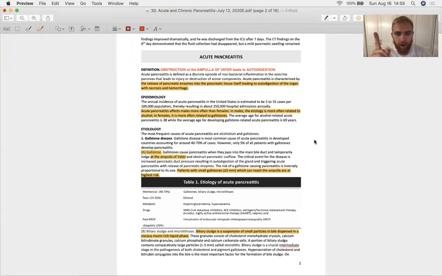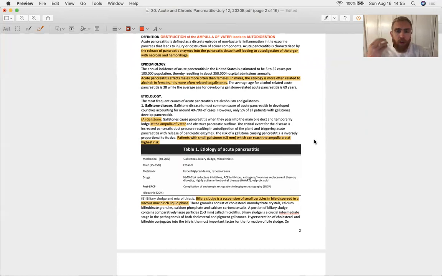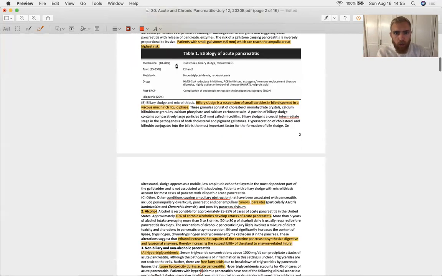Understand the anatomy of the area. Understand there's got to be an obstruction somehow. Understand calcium's at the middle of everything because calcium's what makes your acinar cells make enzymes. And other than that, gallstones in women, alcohol abuse in men.